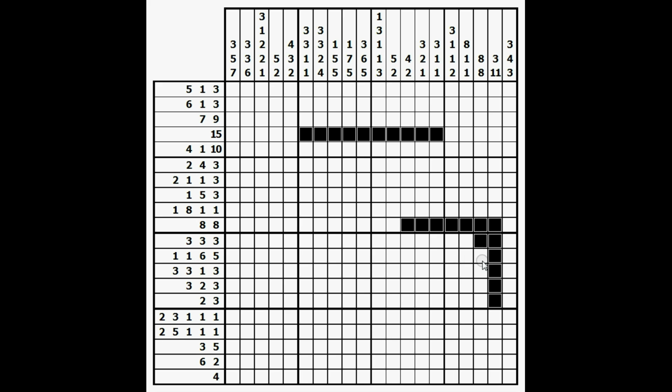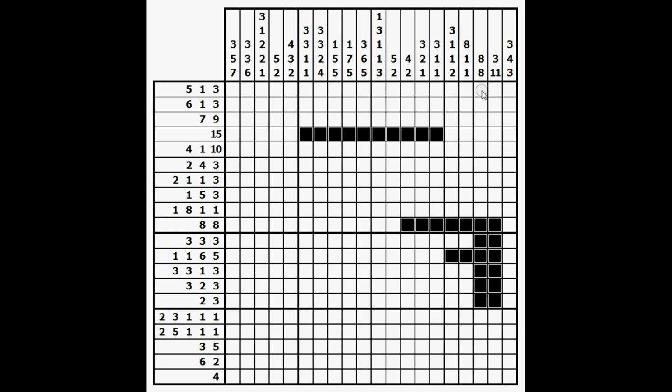Same thing here. There's a 5. 1, 2, 3, 4, 5. Here's a 3. 1, 2, 3. Here's a 3. 1, 2, 3. Here's a 3. 1, 2, 3. So that helped me out a little bit. I got some more stuff to work with.